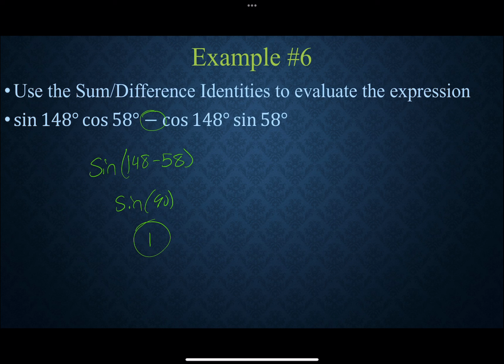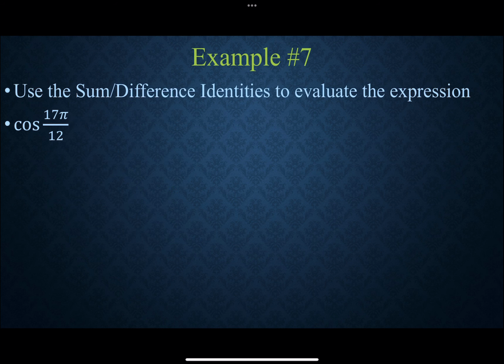And then our third style is where I'm going to give you an angle, and I'm going to purposely give it to you in radians. The last set was in degrees, now it's in radians, which is a single angle. And our job is to figure out which two angles would add or subtract to create this, so I can then separate it out into our sine, cosine, or tangent sum or difference formula and then evaluate.